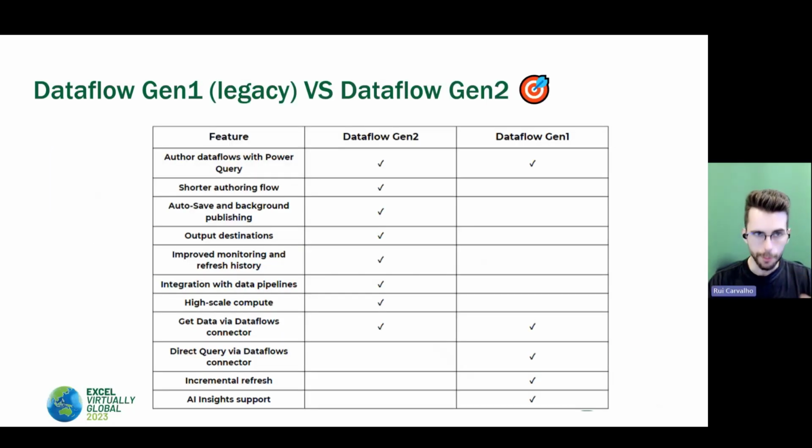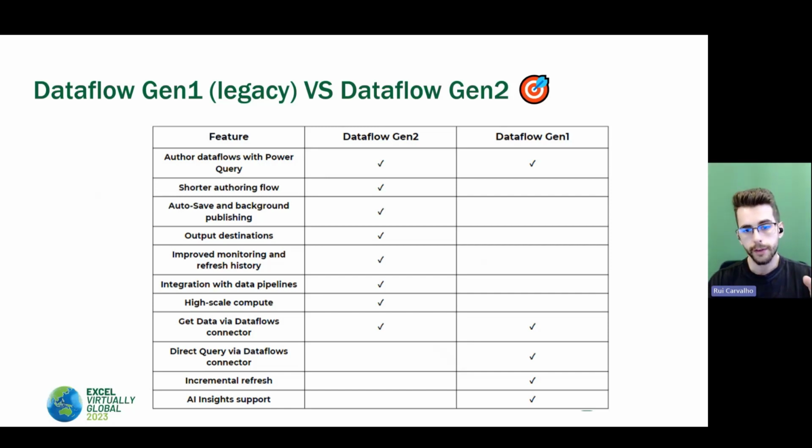Comparing data flows Gen 1 with Gen 2, if we take a look, this table is from Microsoft documentation. I just want to highlight some of the main differences between these two data flows. Data flow Gen 1 works, in terms of licensing, with Power BI Pro and Premium license. It doesn't support outputs, so you cannot choose where to load your data, and it lacks the save as draft feature, which automatically saves changes in a data flow.